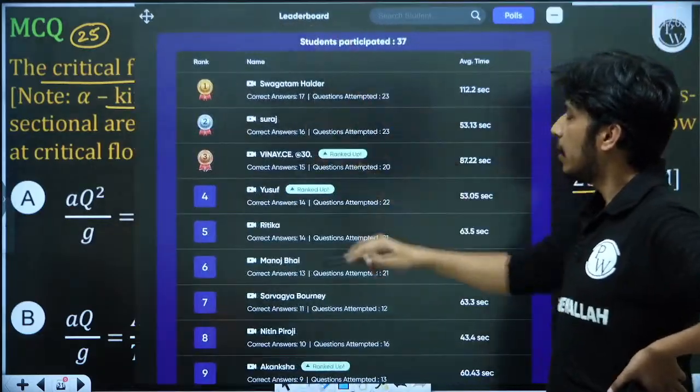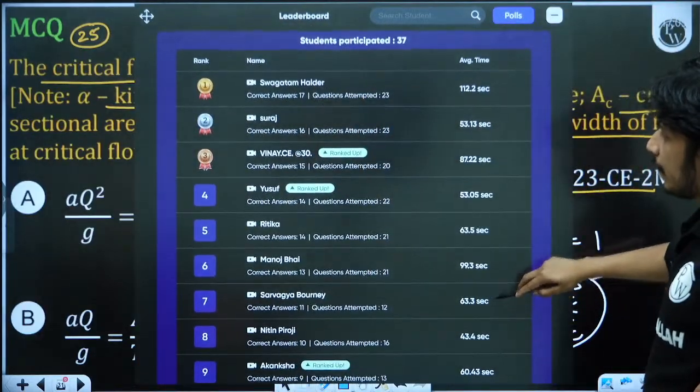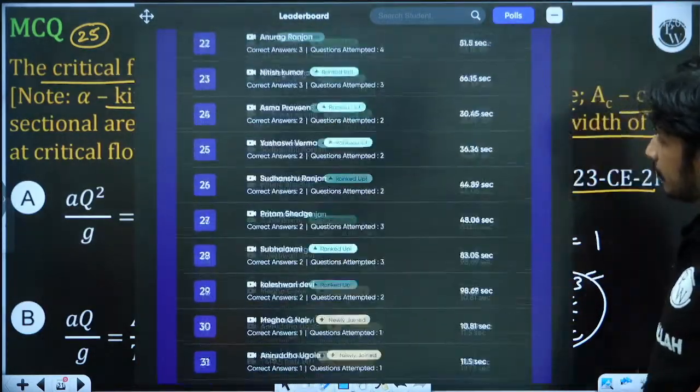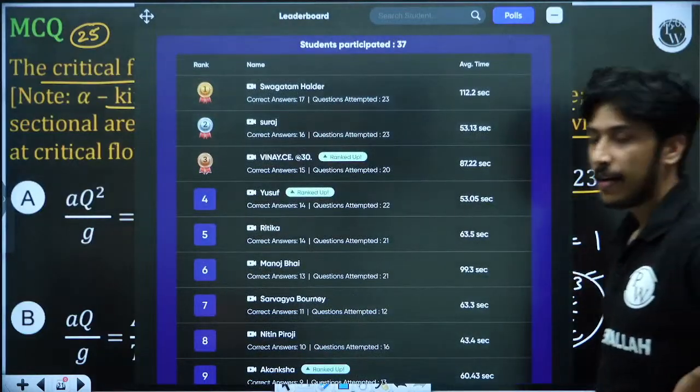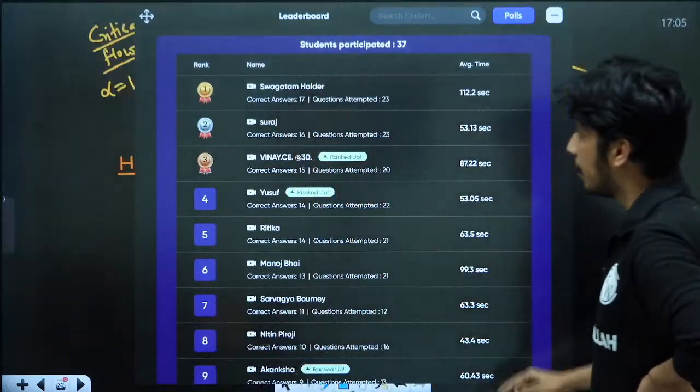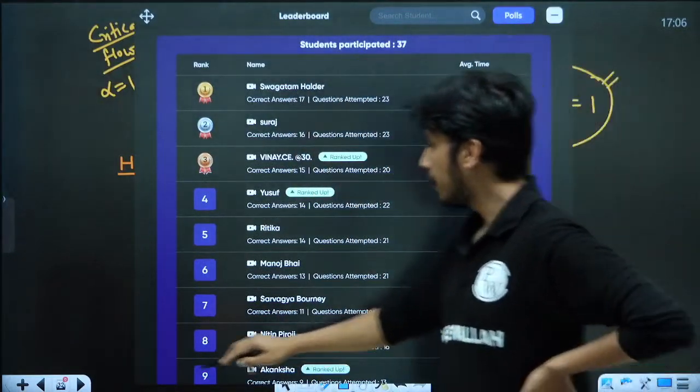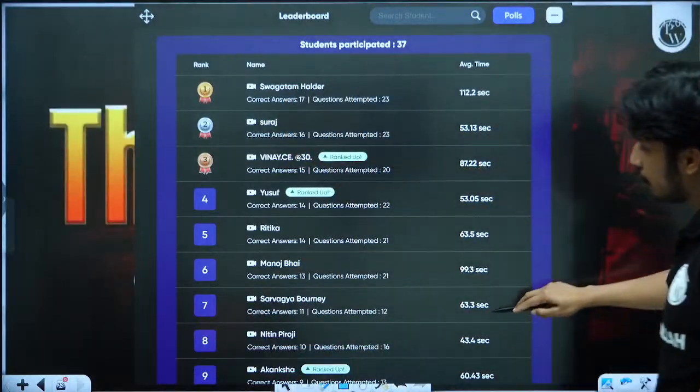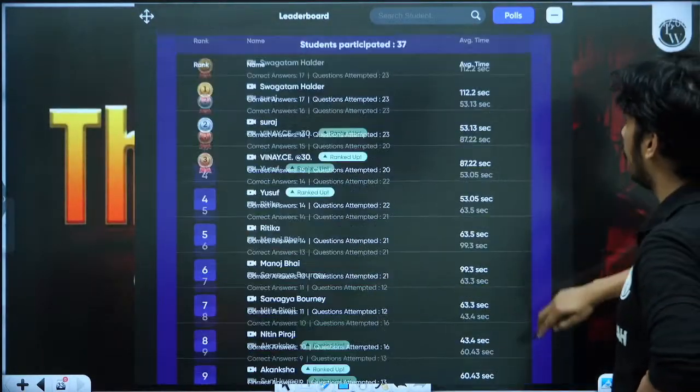Swagatam, Suraj, Vinay, Yusuf, Ritika are the top 5 students, and overall 37 students gave the answer. Let me reiterate who the top 10 students are: Swagatam, Suraj, Vinay, Yusuf, Ritika, Manoj, Sarvagya, Nitin, Akansha and Sunil.